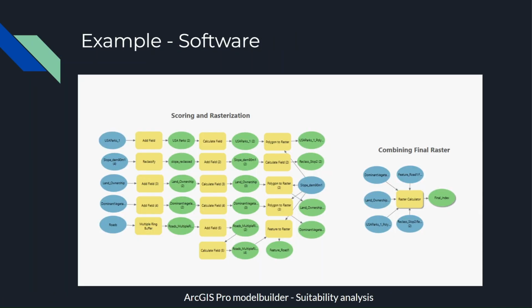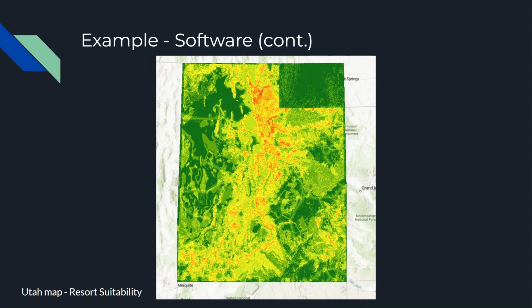The second is a map I made using the GIS software called ArcGIS Pro, where I combined 5 statewide data sets, including slope, vegetation type, and land ownership, to choose the best place to build a new nature resort, and this is the result of that combination.